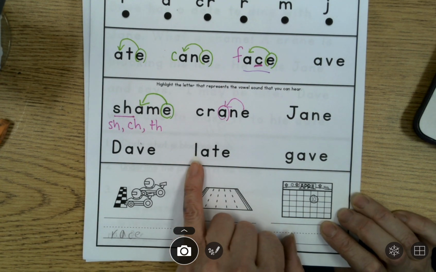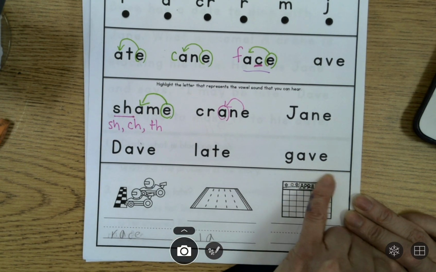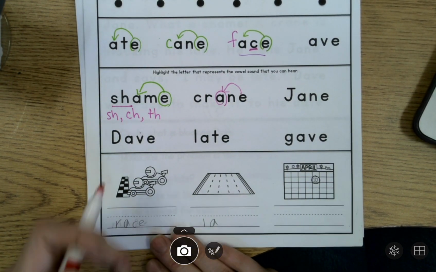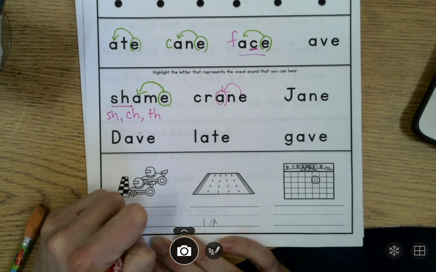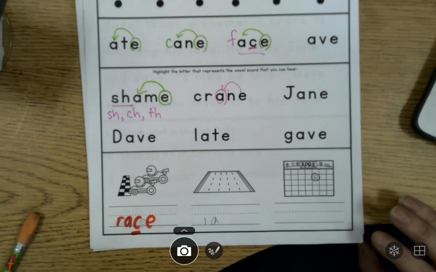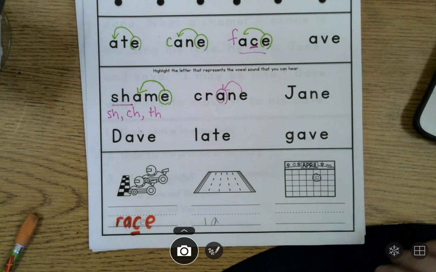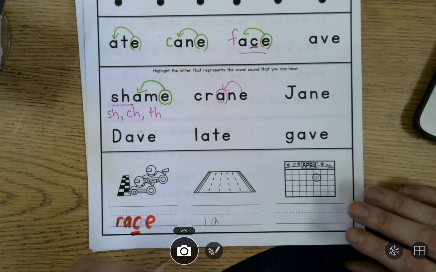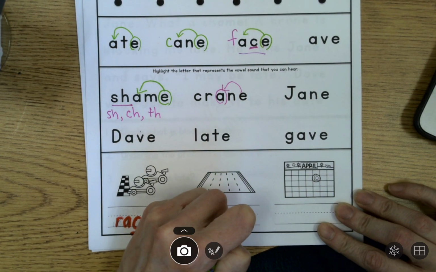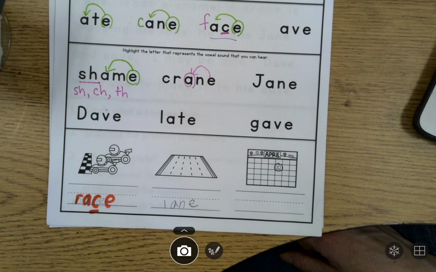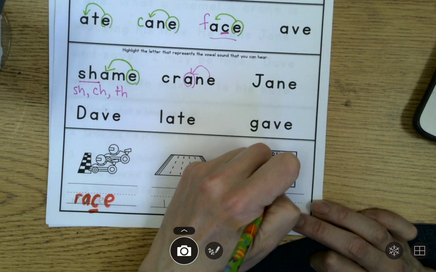Dave, late, and gave. Ooh, and I see you already wrote race here. So this is race. And we have the C is making the S sound, because it comes before an E. Here, we'll say is lane. And here, I have no idea. We'll say late. Thank you.